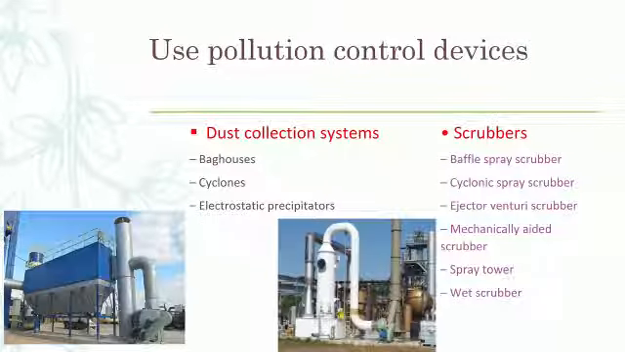So there are some devices to control pollution. For example, the first one is the dust collection system. Basically the system is to collect the dust, and it can be found in baghouses, cyclones, and electrostatic precipitators. In terms of scrubbers, there are a few of them, for example, baffle spray scrubber, cyclonic spray scrubber, ejector venturi scrubber, spray tower wet scrubber, and more.